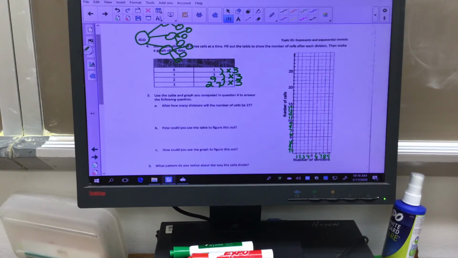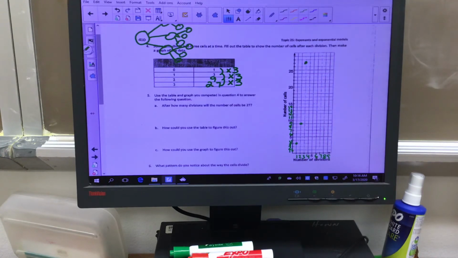0 is 1. 1 is 3. 2 is 9. 3 is 27. Again, we see a nonlinear function. We see this exponential function because we are multiplying, we're not adding or subtracting. So these questions should be very easy. I would really like for you to pause the video and try to answer these before you keep watching.